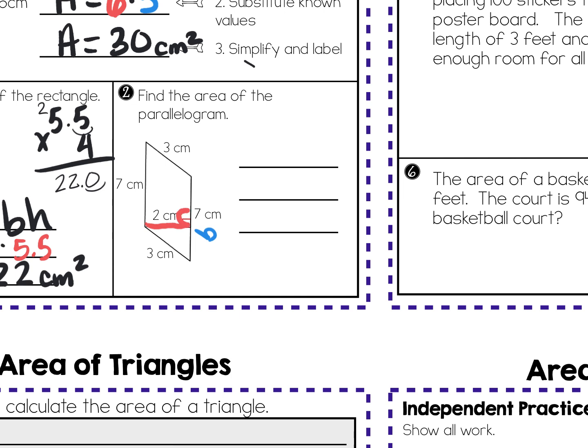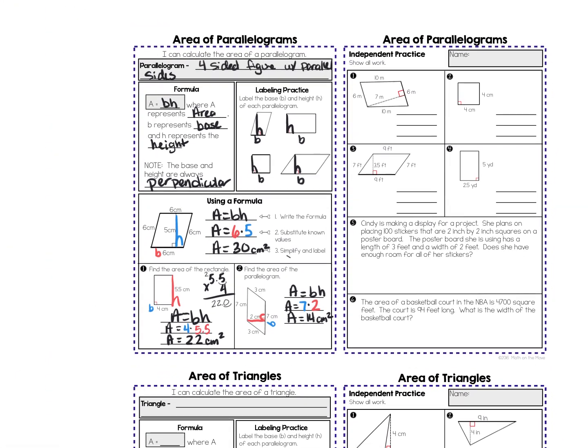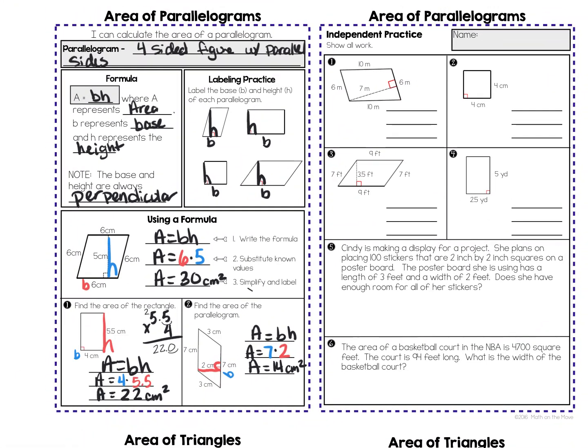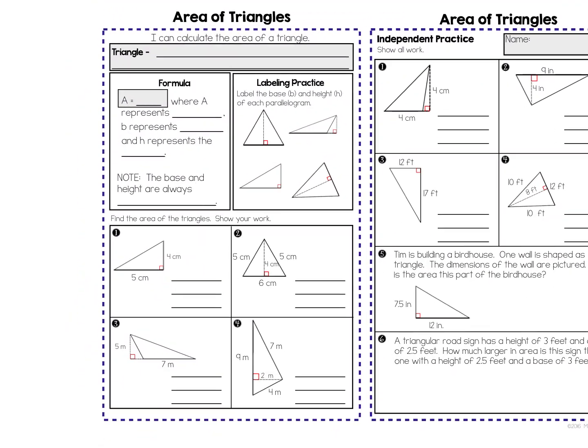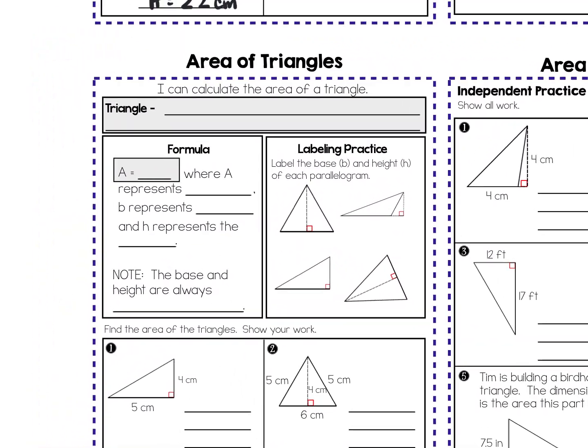Height. So A equals base times height, where our base is 7 in this case, times our height is 2. So 7 times 2 is 14 centimeters squared. You can go ahead and practice the other one. So we're going to pause here and not practice the back yet. Let's go ahead and look at the other side that we have, which is triangles.